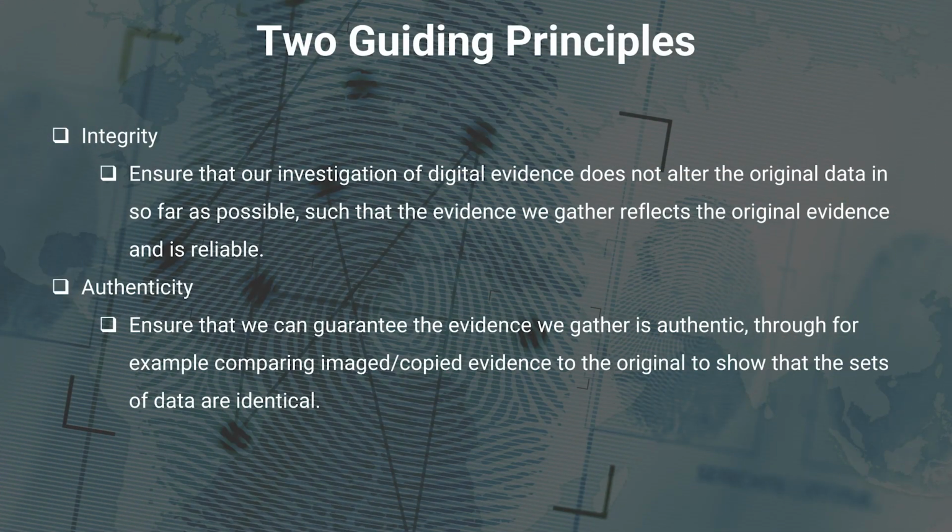So there's two guiding principles of digital forensics. One is integrity and the second is authenticity. So for integrity, we want to ensure that investigation of digital evidence doesn't alter the original data insofar as possible, such that the evidence we gather is a reflection of the original evidence and is reliable. And secondly, authenticity. We want to ensure that we can guarantee the evidence we gather is authentic. So we want to, for example, compare imaged or copied evidence to the original to show that the sets of data are identical. So what do these two terms mean?